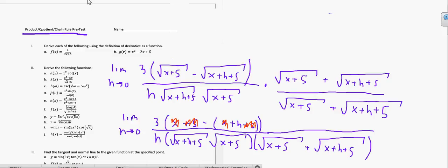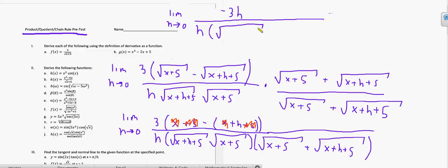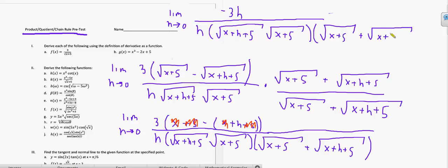Okay, so we're going to end up with, here we go, well, let's draw the limit. H is still going to 0. But on top now, all we have left is negative 3h. Which is good, because now we've got h on the bottom times the square root. This is pretty big here. We're going to write it out again. The square root of x plus h plus 5 times the square root of x plus 5 times this other stuff here, which is the square root of x plus 5 plus the square root of x plus h plus 5. There we go. And happy day.